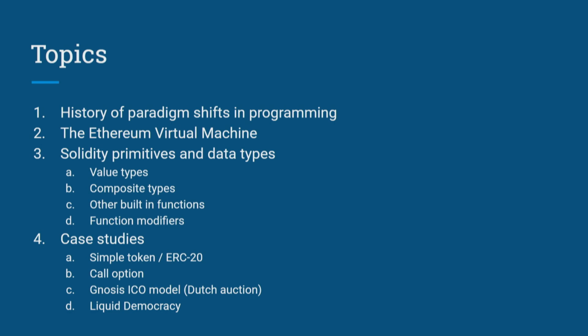Some of the case studies we're going to look at: we're just going to look at a simple token. I'm sure you've heard of ERC-20. We're going to look at a call option, which is a financial derivative. We're going to look at the Gnosis ICO model, which was really interesting with their Dutch auction, and briefly maybe talk about liquid democracy if we have time. And then just real quick talk about emerging tech and drawbacks.